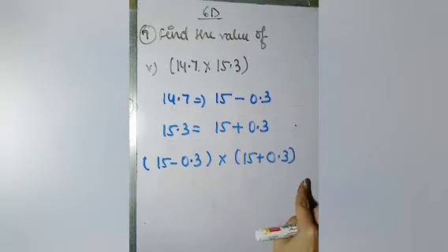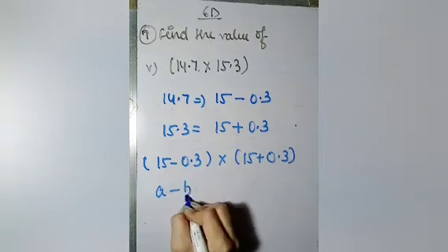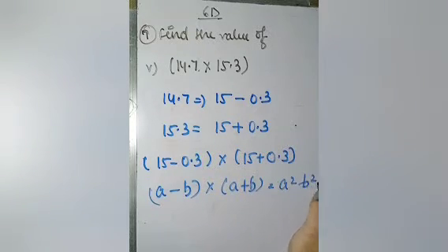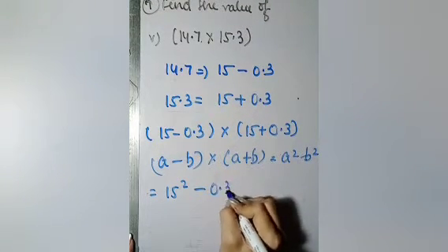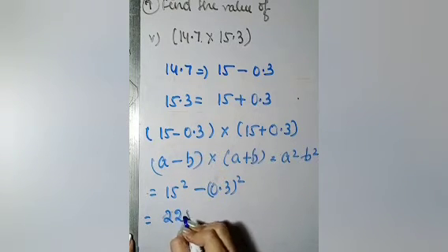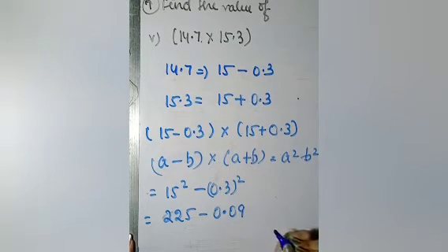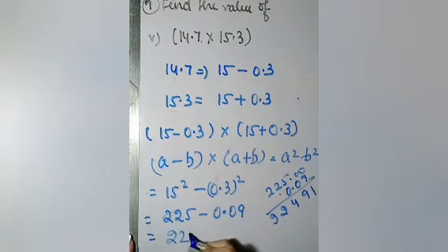It is a minus b into a plus b, right? So we can write it in this form, and this we can write as a square minus b square. So we will write it as a square minus b square. Square of 15 will be 225 minus 0.09, and when you do the subtraction, the answer will be 224.91.